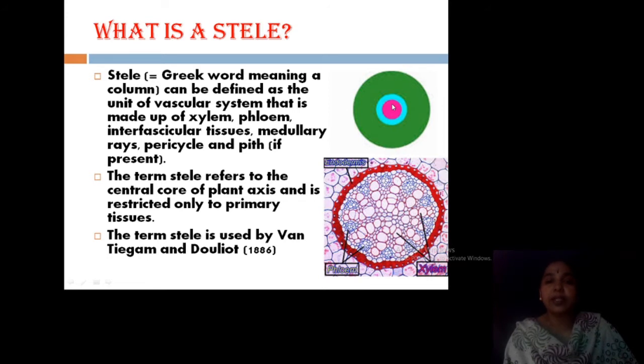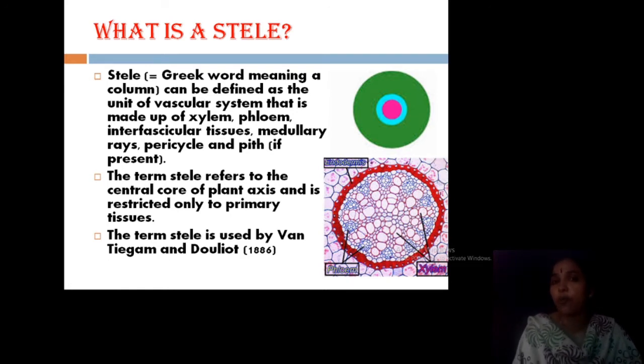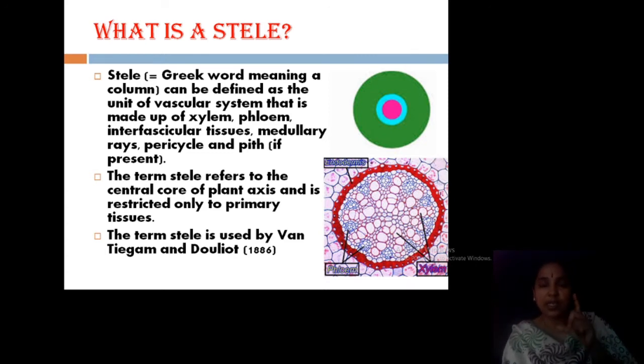Okay. And the term stele was first used by Van Tieghem and Douliot. So, this is a stellar part. In this diagram you can see this is the outer portion. The central stellar part is surrounded by a thick endodermis, in red color, outside the cortex. So, these are the xylem, and in between, the blue colored structures are the phloem. So, the stele includes xylem, phloem, pericycle, medullary rays, pith, etc. Okay, understood? I hope you understood what a stele is: the central cylindrical portion that carries xylem, phloem, etc.